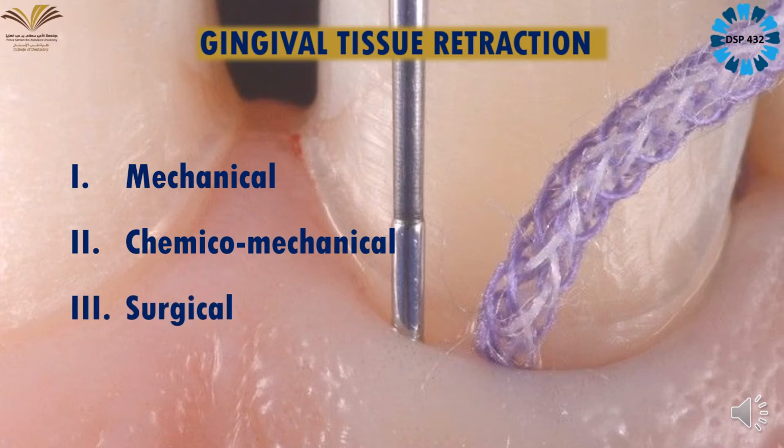The last method we have is the surgical method for gingival tissue retraction. Unfortunately, the surgical method is an irreversible method. Once you do the retraction with this surgical method, you cannot reverse the condition. So this is the biggest drawback with the surgical method of gingival tissue retraction. But still there are certain cases where you need to use this surgical method.